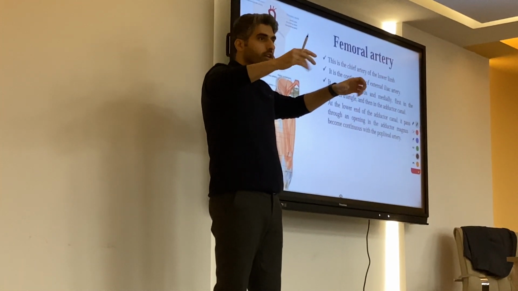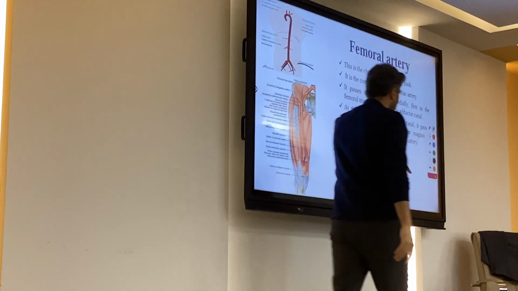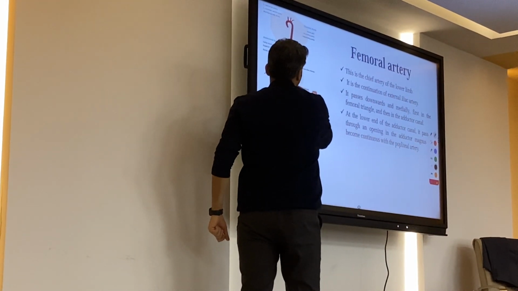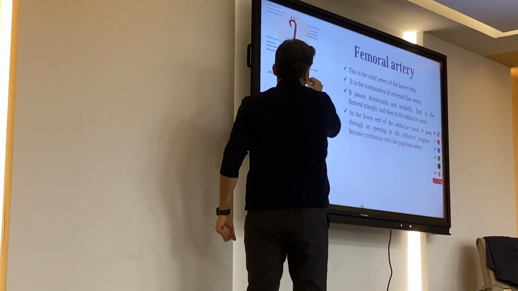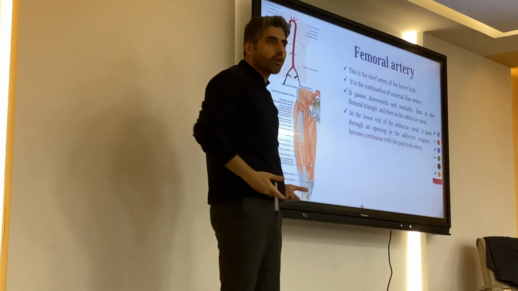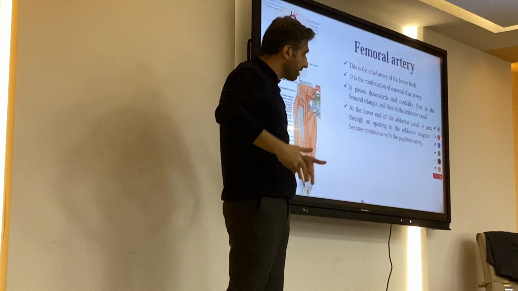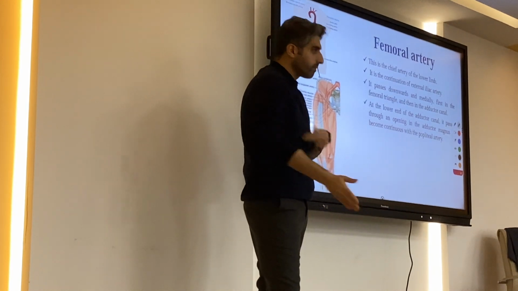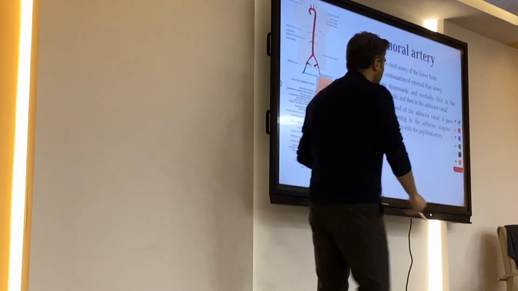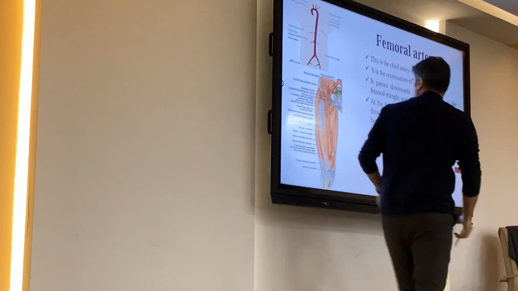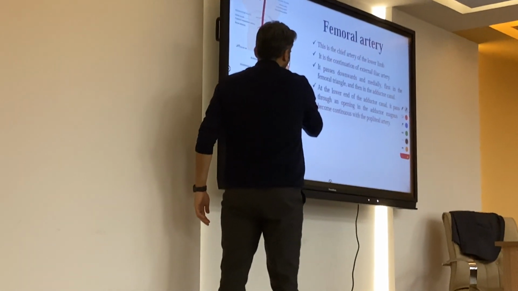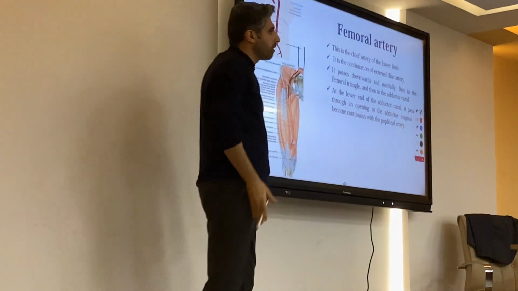Then the common iliac divides into two branches: internal iliac and external iliac. Internal iliac is for the inside of the hip, inside of the pelvis. External iliac goes to the lower limb. So look at here: aorta, common iliac, internal iliac, external iliac goes to the lower limb.